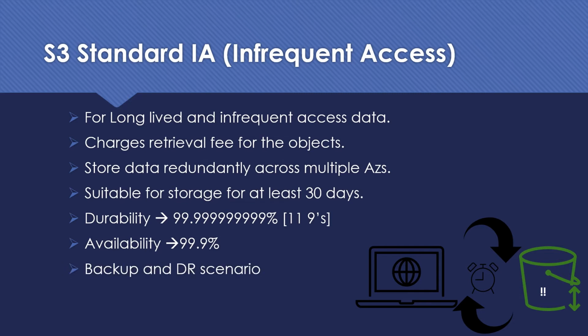For what scenarios? Say you want to do a backup: you have the main data that you are accessing, but you want to keep a backup that might be needed at some time, or you are implementing a DR scenario where, during a disaster recovery, you want to access the data from some place. For such scenarios you can put your data in S3 Standard IA, that is infrequent access. So this is all about the S3 Standard IA class.